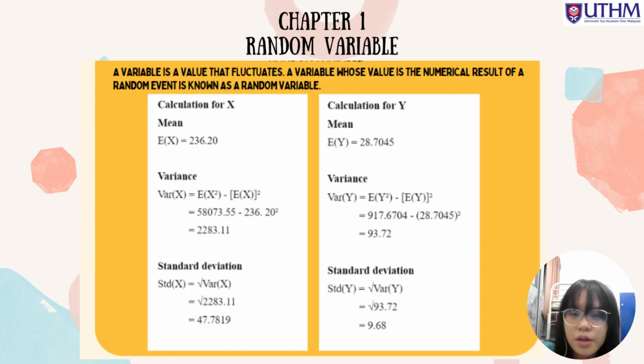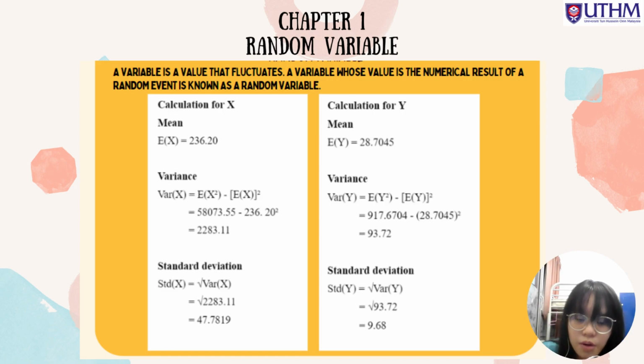Now I'm going to start with Chapter 1. In Chapter 1, we are going to calculate the mean, variance, and standard deviation for the data. So first, we collect the data for the rainfall and umbrella sold. Rainfall represent X, umbrella sold represent Y from year 2016 to 2020.